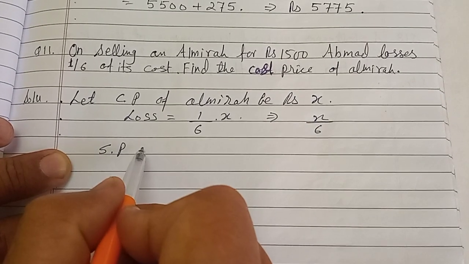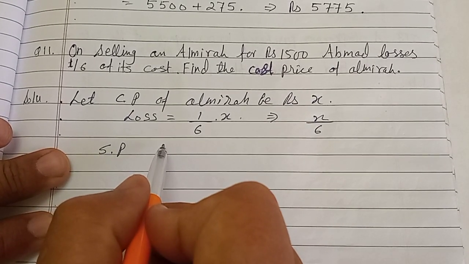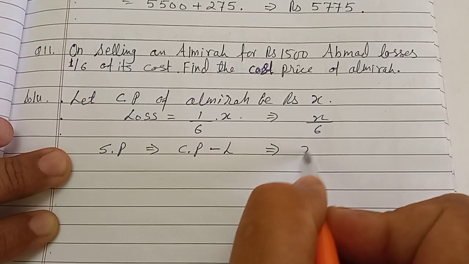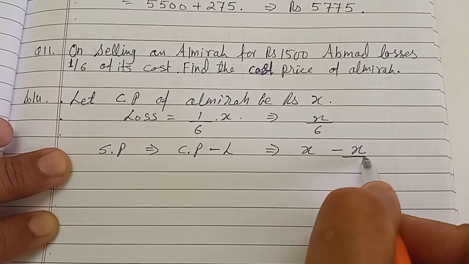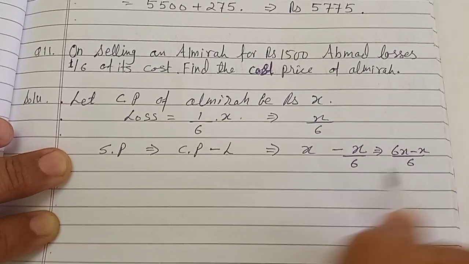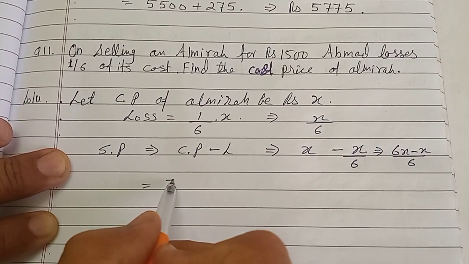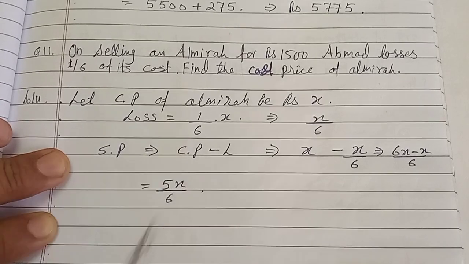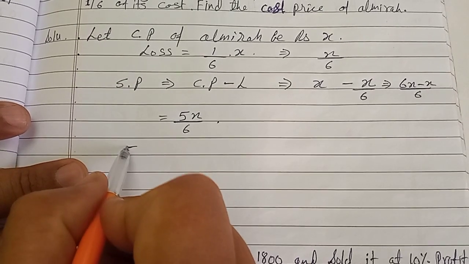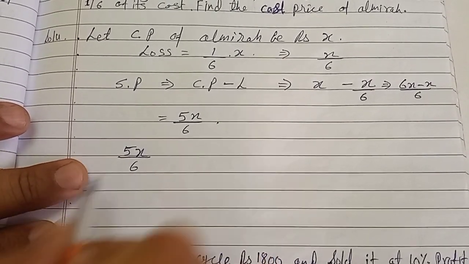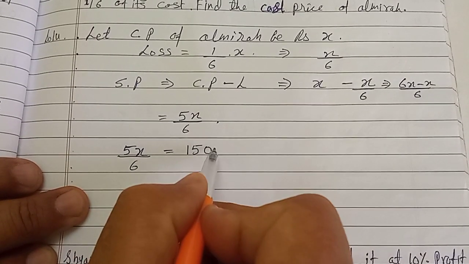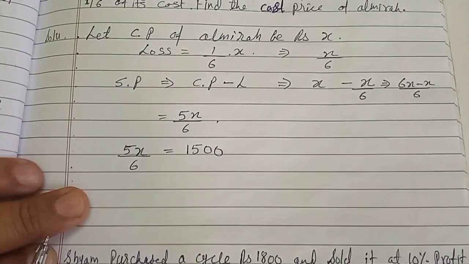Now we have to find selling price. To find out selling price, we know it is cost price minus loss. What is the cost price? That is X minus what is the loss? X upon 6. That is 6x minus x upon 6. You will get 5x upon 6. Now, what is said? What is the selling price we got? 5x upon 6. And what is the total selling price of that almirah? Total selling price is 1,500.